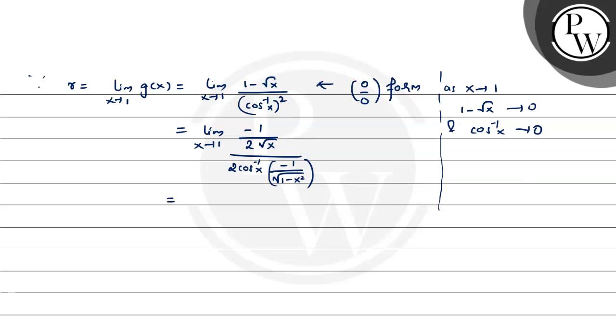Now this is equal to limit x tends to 1. Now the negative signs will cancel, and so we have 1 divided by 4 times 1 by root x, whole divided by cos inverse x divided by square root of 1 minus x squared. Now this is equal to 1 by 4 times limit x tends to 1 of square root of 1 minus x squared divided by square root x times cos inverse of x.